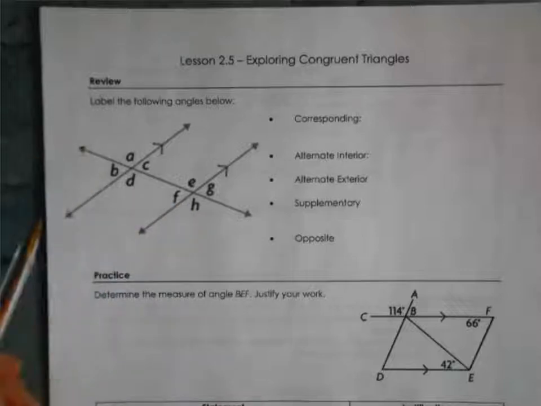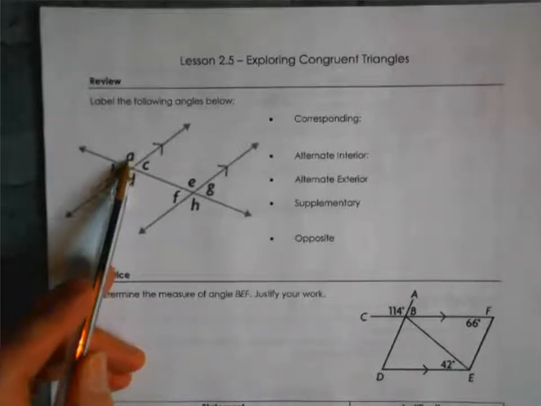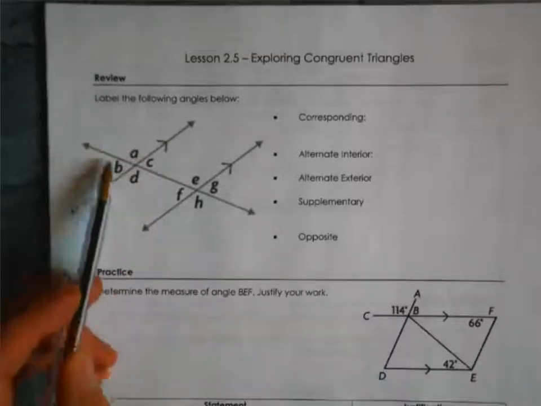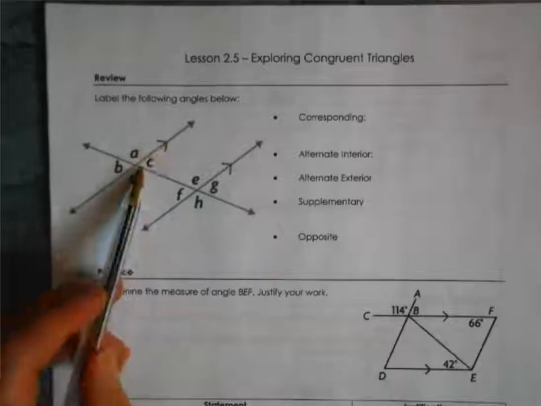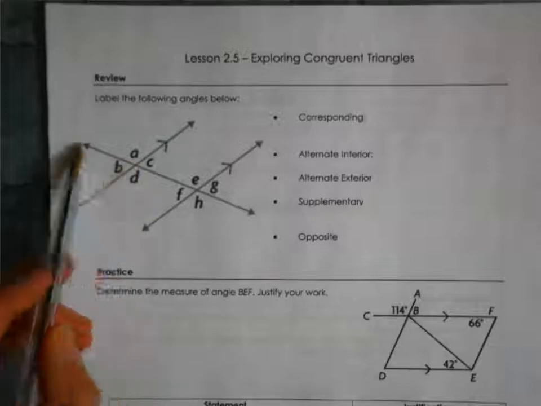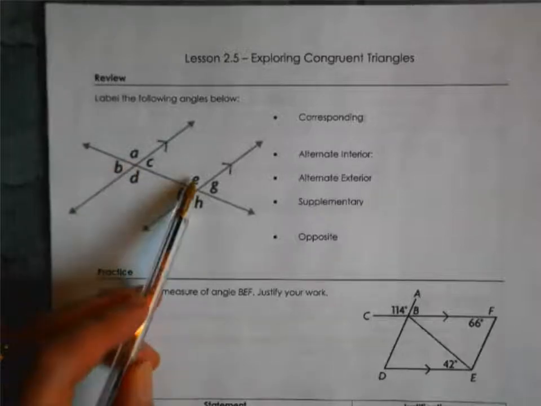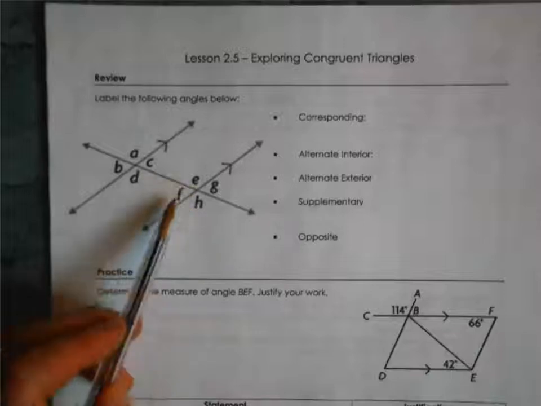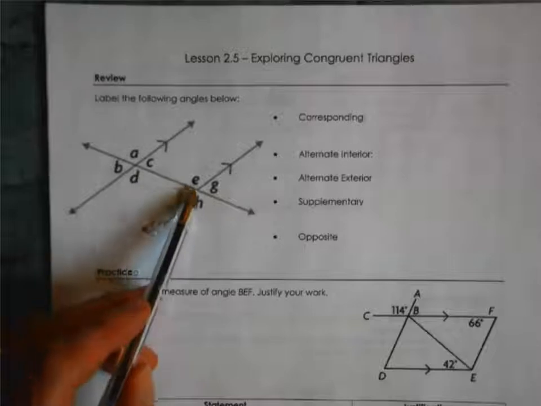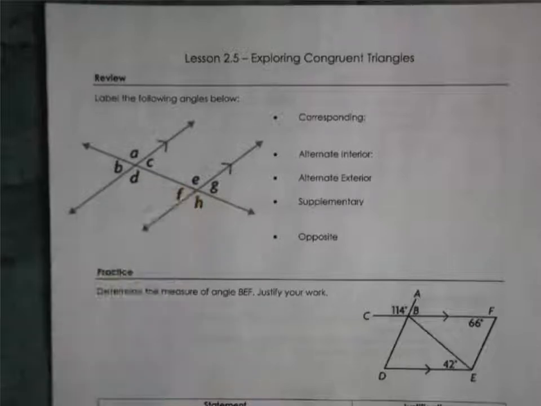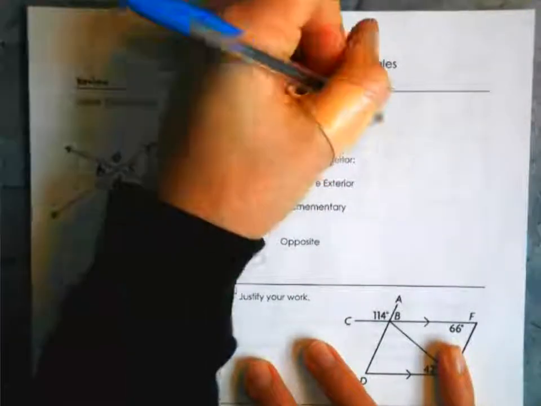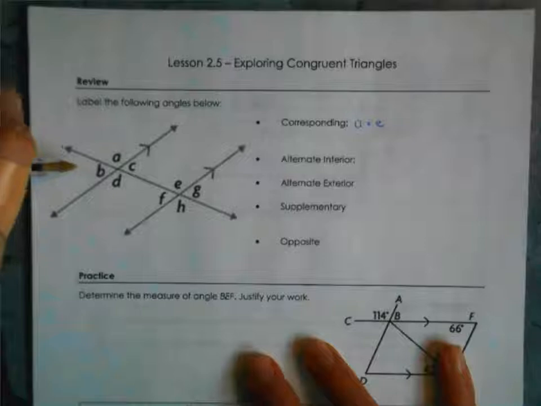So for example, if we start with A, it's on the outside, upper part of this parallel line, and next to the transversal, the transversal is on the bottom. And so E would be the corresponding one, because on the next parallel line it's also on the top side of the parallel line and the transversal is running along below it. So corresponding angles would be angle A is equal to angle E.